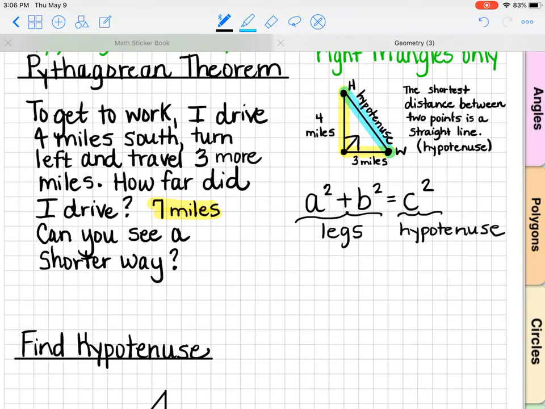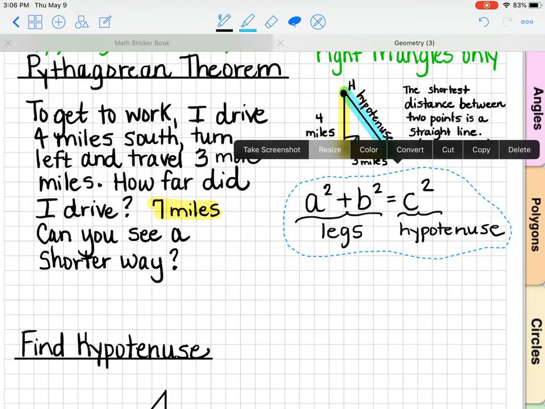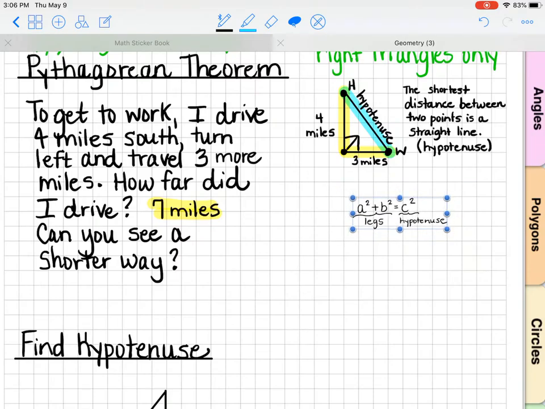And this is what Pythagoras taught us, that a squared plus b squared equals c squared. So let me show you how Pythagoras' formula works in this problem. Go ahead and get a mental image of what you think this answer is going to be. The blue line is how many miles?